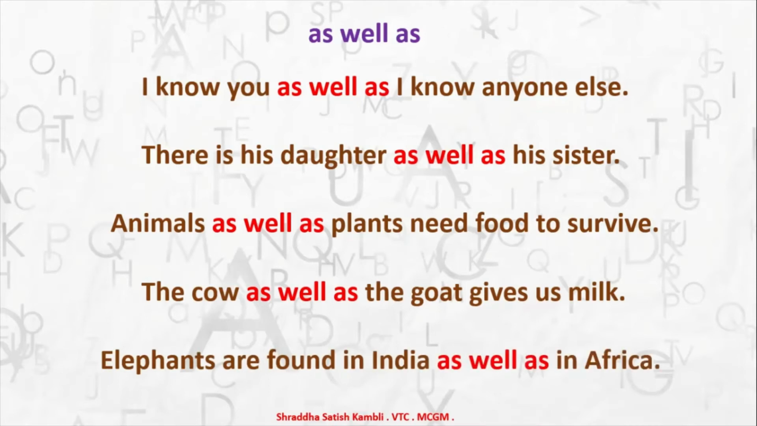The last example, elephants are found in India as well as in Africa. So if you go to search for elephants, you will find elephants in India also and you will find elephants in Africa also. Alright, so this was the first example that we took, as well as. Now let's move on and see a few more examples of compound conjunctions, of phrases which act as conjunctions.